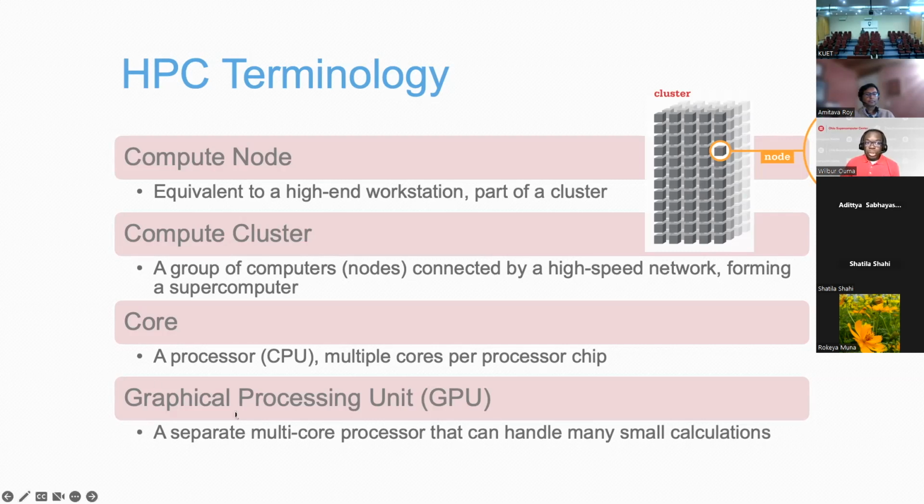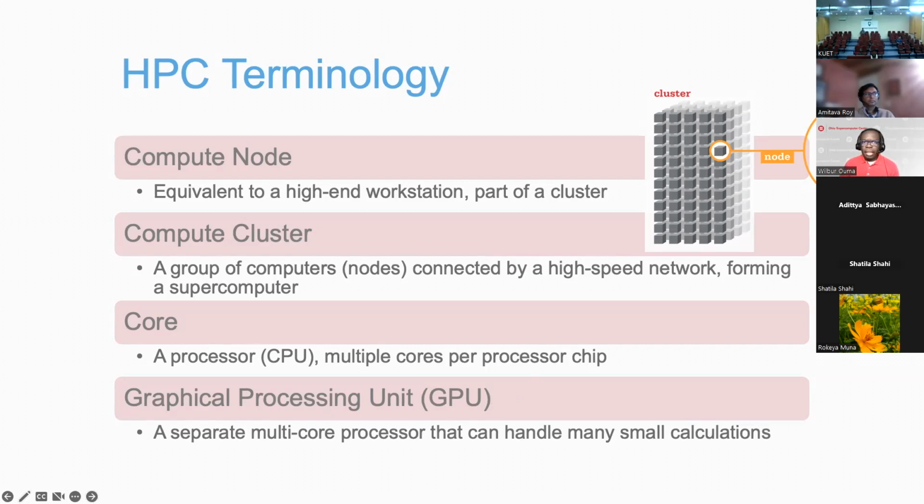We also have multi-core processors that are called GPUs, and these are really optimized to handle very many small calculations. These are very attractive for machine learning and deep learning applications in terms of accelerating those processes.